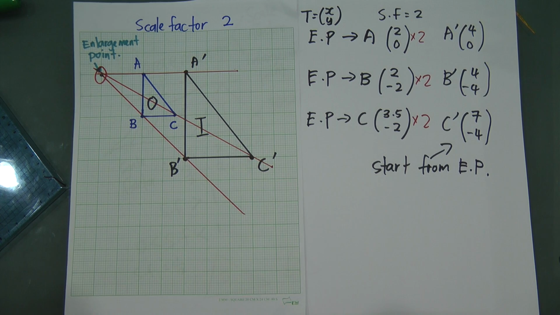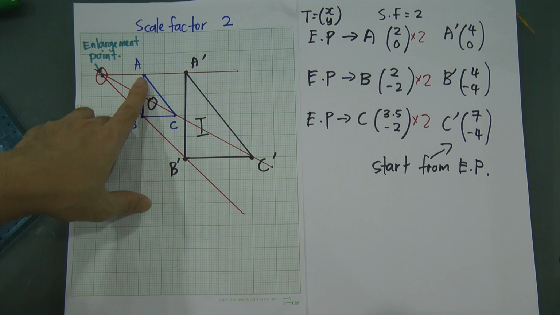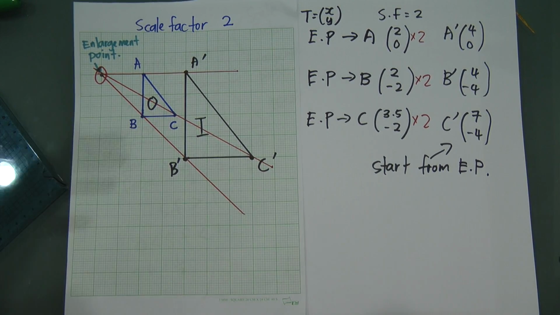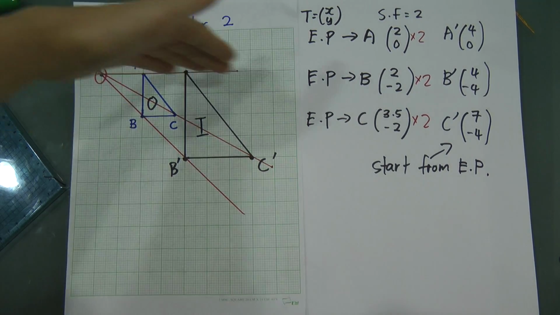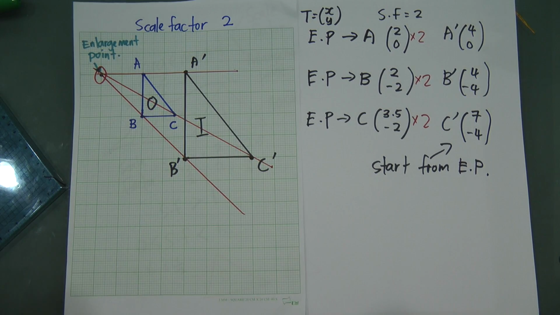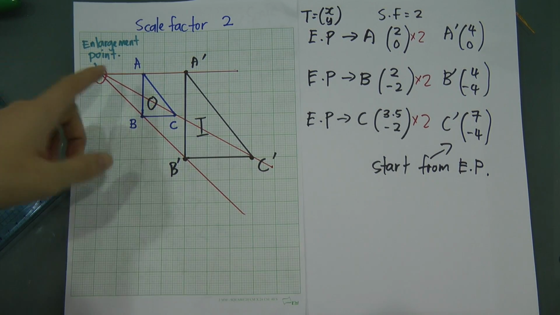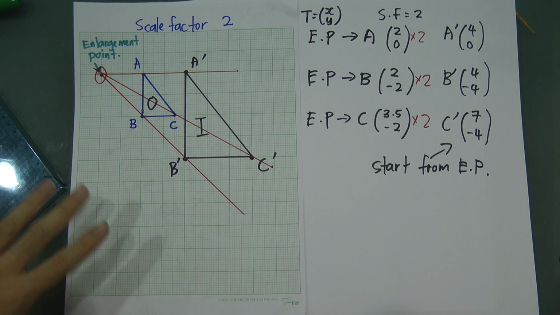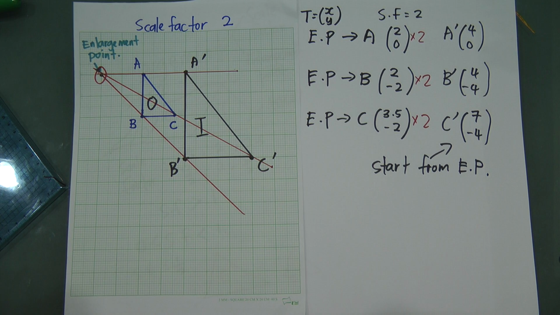So whenever the question asks you to find the enlargement point, what you need to do is very simple. You connect A to the A image and draw a straight line. It's possible to make your straight line a bit longer. Then connect B to B image, C to C image, and then you will find a coordinate which intersects all the straight lines. That one is your enlargement point. Alright, I hope you can see from here. If you can't see, maybe I will explain more later.